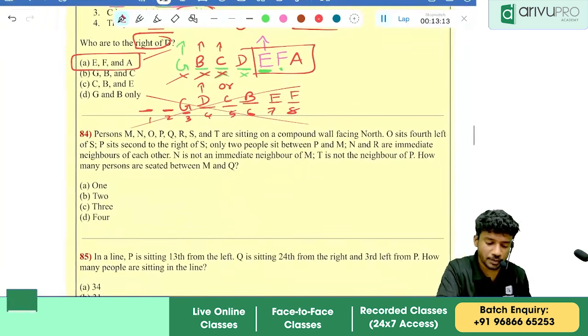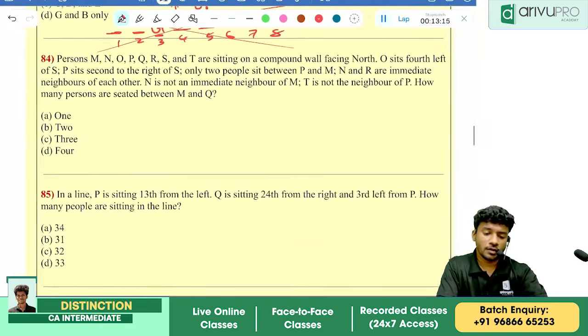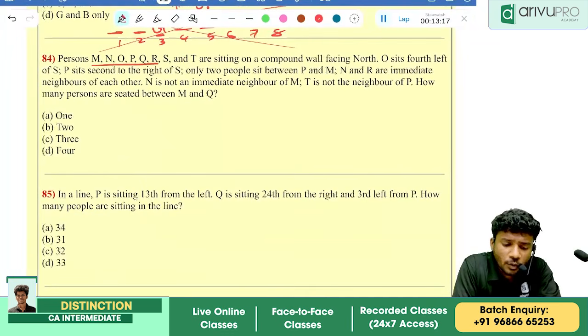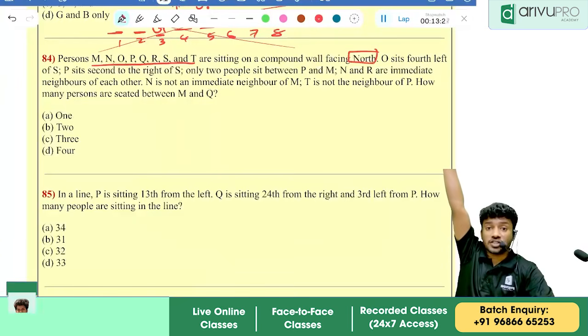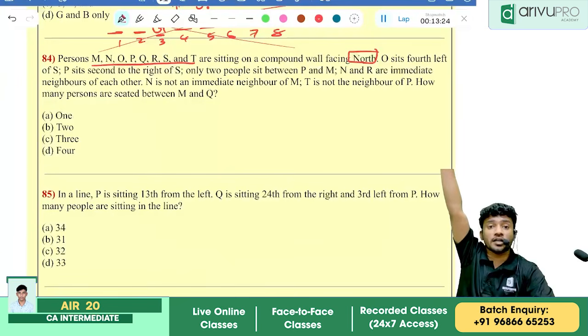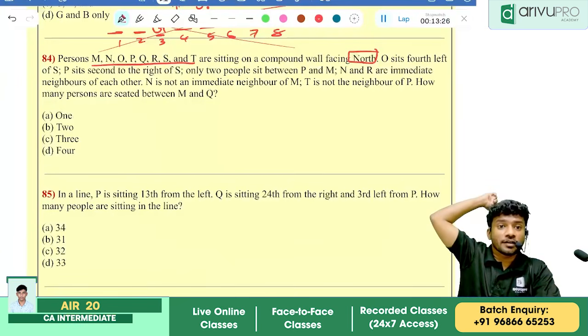Next question, people. M and O, P, Q, R, S, T are sitting in a compound wall facing north direction. North direction means, Sadish, what? It is behind you, right? It's behind you, right?